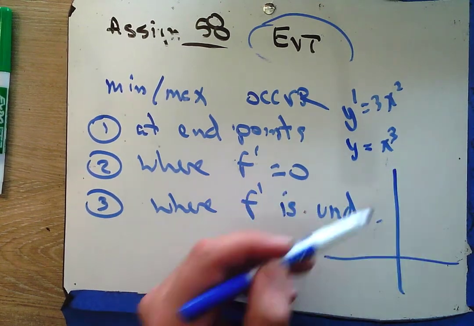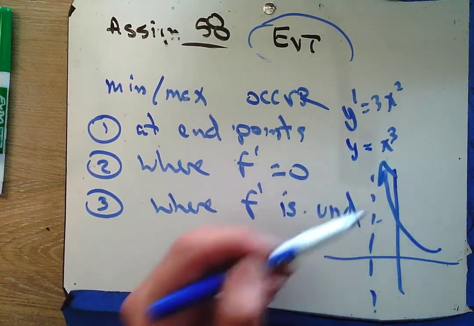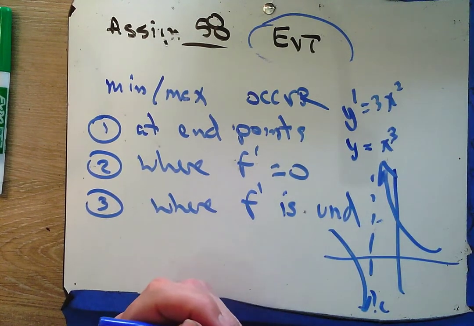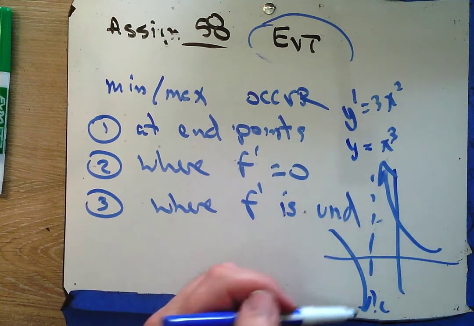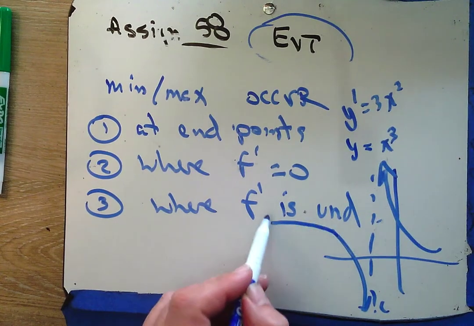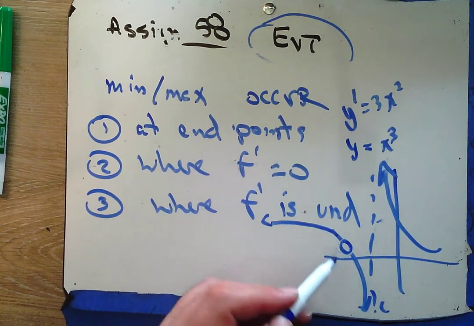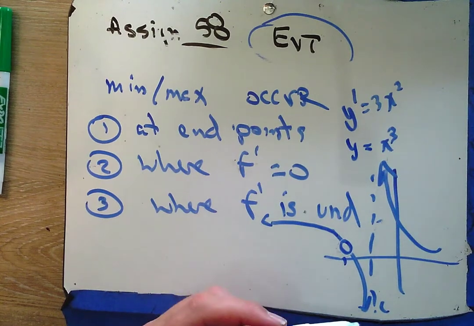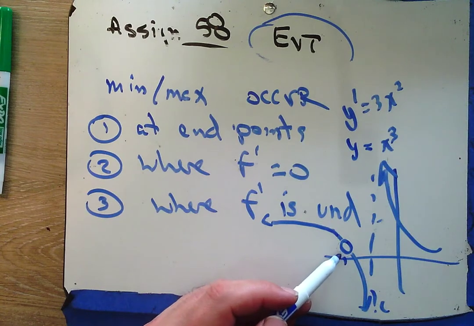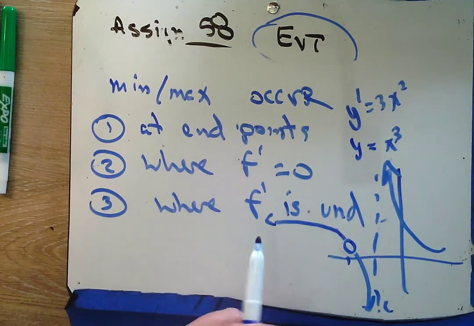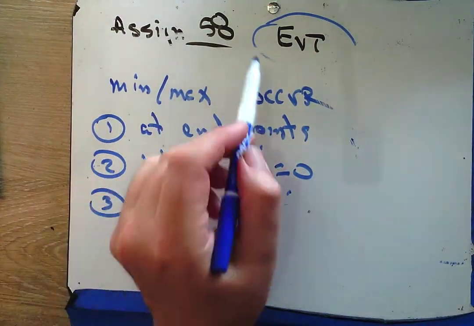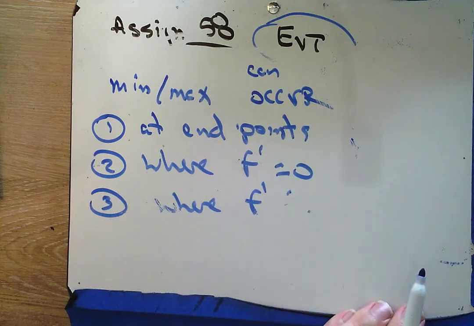Well, look at these cases. F prime is undefined at x equals c. So, yeah, no derivative possible there. Likewise, if I had something like a hole in the graph, if f isn't continuous, then f prime doesn't exist. Do I have a min or a max there just because f prime is undefined? No. So what we're getting here is a list of where mins and maxes can occur.